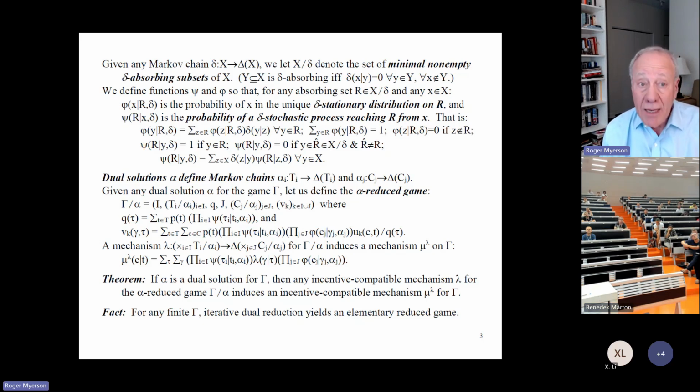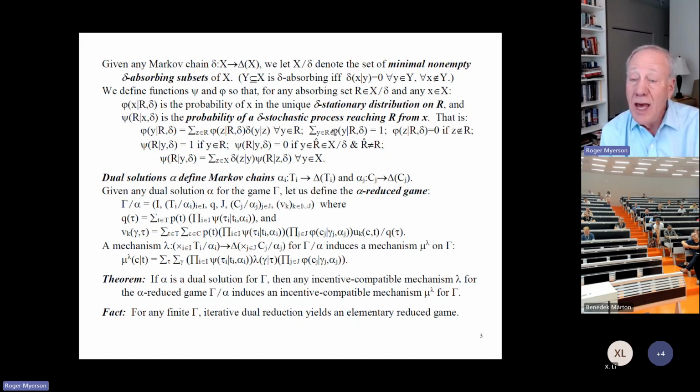Now, psi of R given x and delta is the probability of a delta stochastic process reaching R from x. I give you the equations below. The stationarity of phi says that the probability of y given R and delta is equal to the sum over z of the probability under phi that you're at some other z, and then the probability that under the delta process you go to y, summed over all z's. That's still the same as the probability of your being in y in the first place.